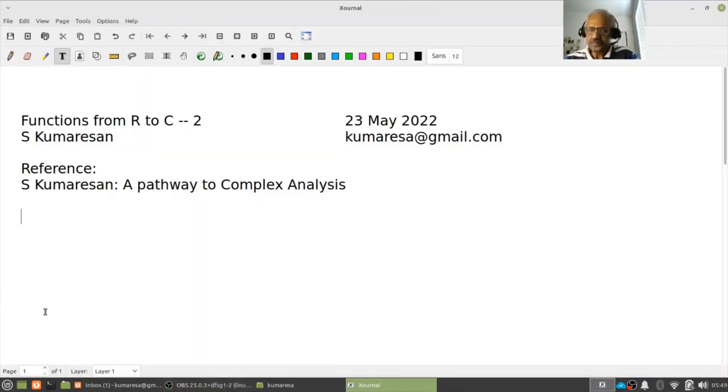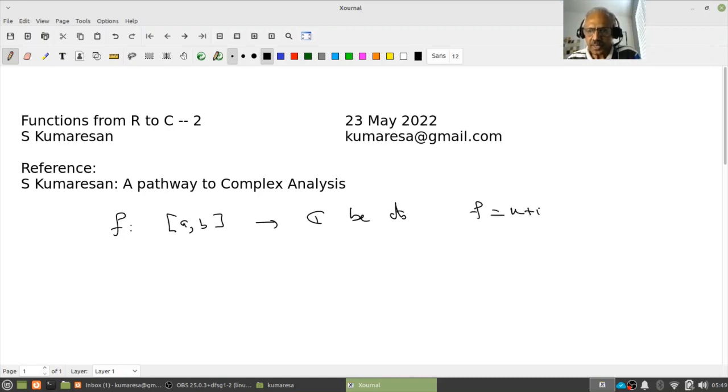So we define: let f from an interval [a, b] to C be continuous, and if we write f equal to u plus iv, then we define the integral from a to b of f(t) dt. Usually I will even write simply the integral from a to b of f. It is the integral from a to b of u(t) dt plus i times the integral from a to b of v(t) dt.